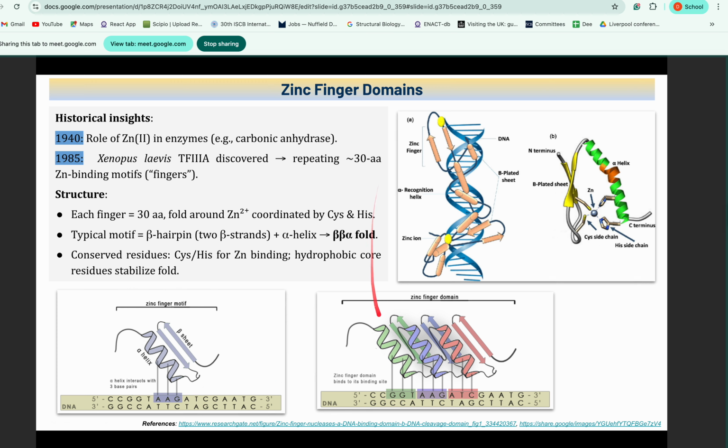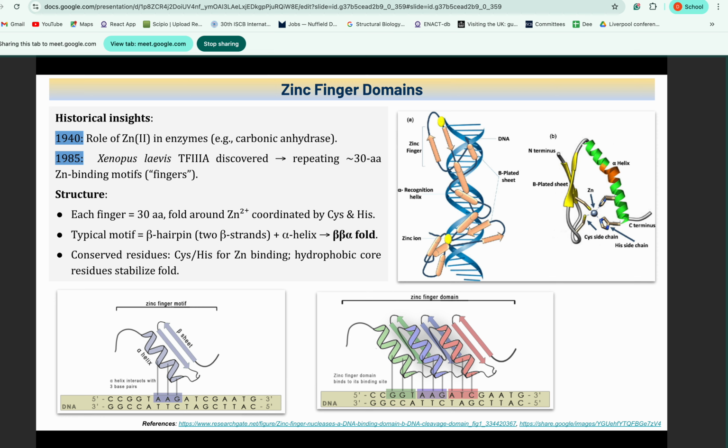Whenever we say zinc finger domain, multiple zinc finger units are present in it. Generally, at least three zinc fingers are present in one zinc finger domain, and there could be many more. This shows how these zinc fingers are connected to one another, and the alpha helices present in each zinc finger are responsible for binding to the DNA. So zinc finger domains are responsible for binding to the DNA.